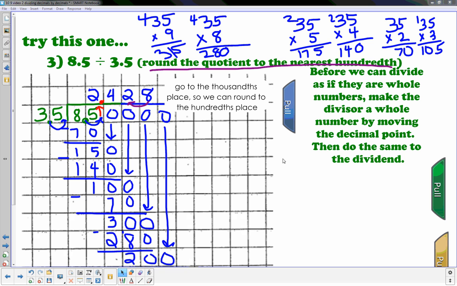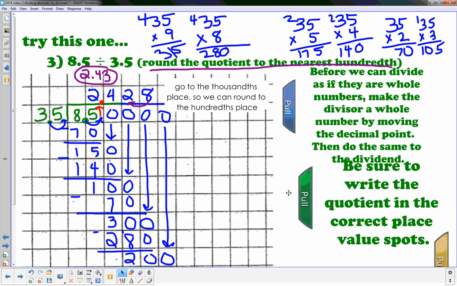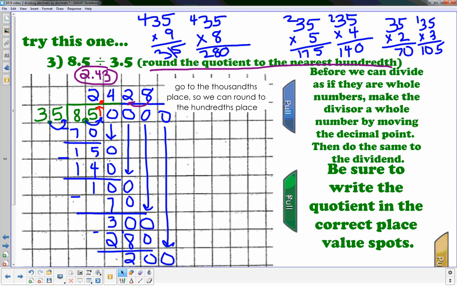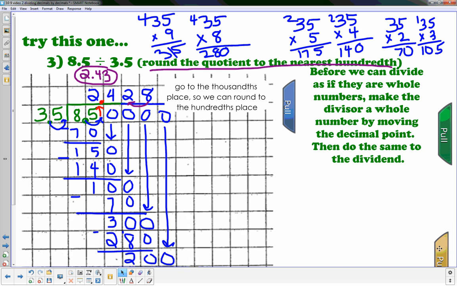All right, I hope you've been thinking about it. So, I didn't keep going because it told me that I could round to the nearest hundredth place. I went to the thousandth place, so I can now round to the hundredth place. The 8 is going to tell me to round that 2 up. So the answer to this is 2 and 43 hundredths. Again, you see how important it is to write our quotient in the correct place value spots.